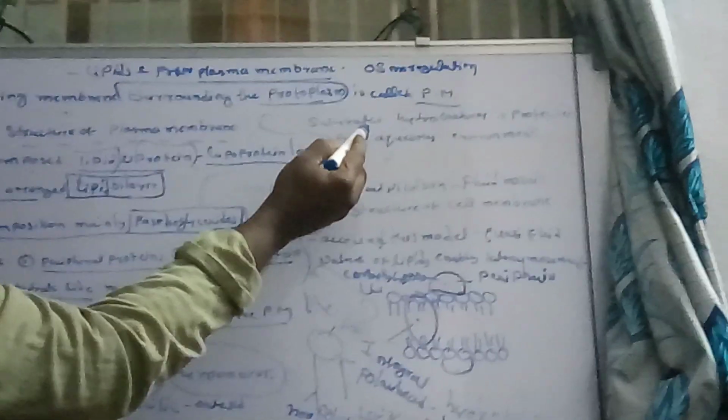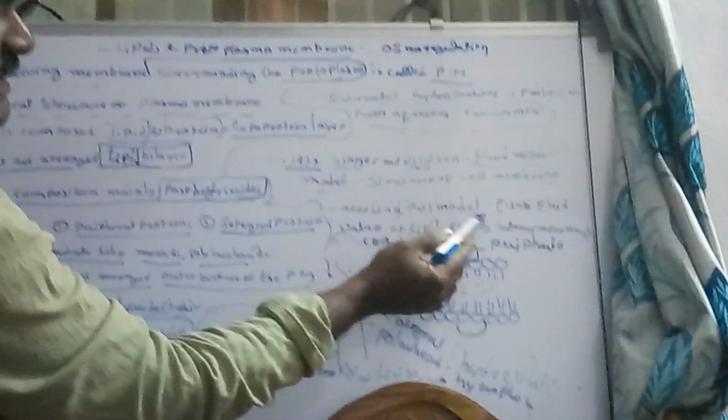Next, the structured hydrocarbons are protected from the aqueous environment between the two layers. In this there is some fluid, which is called the aqueous environment. In 1972, Singer and Nicolson developed the fluid mosaic model of the cell membrane. Cell membrane is another name for the plasma membrane. According to the Singer and Nicolson theory, what is the fluid mosaic theory?